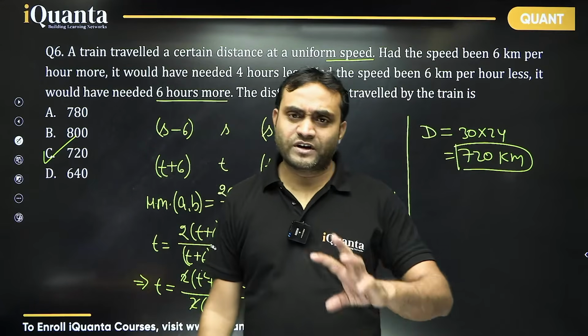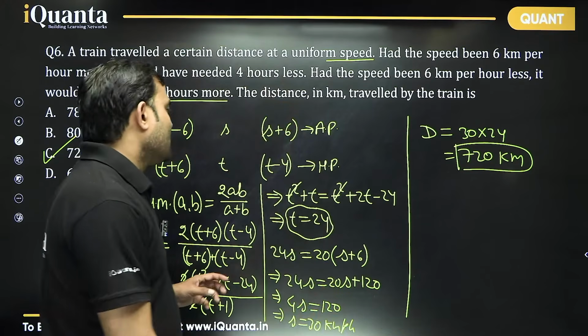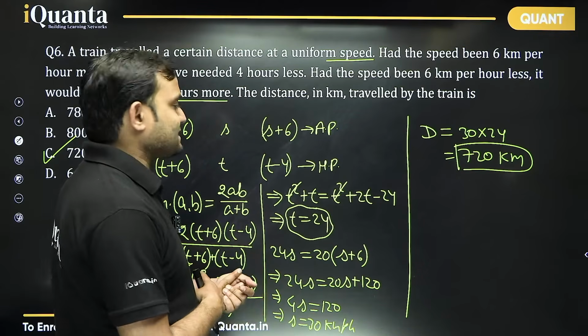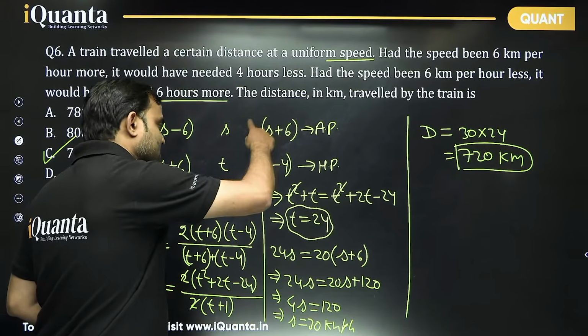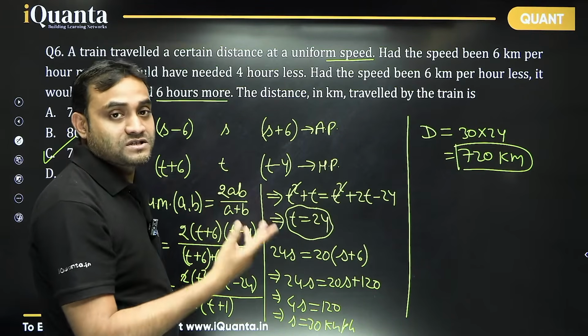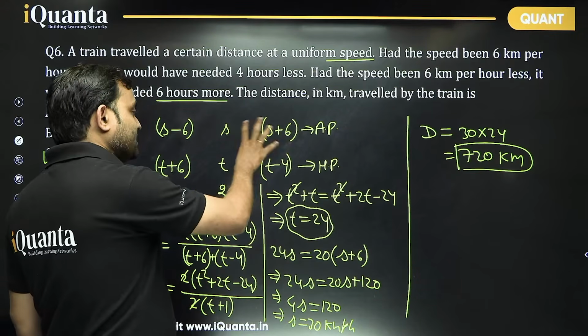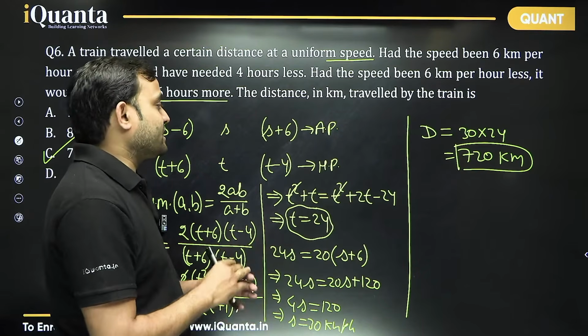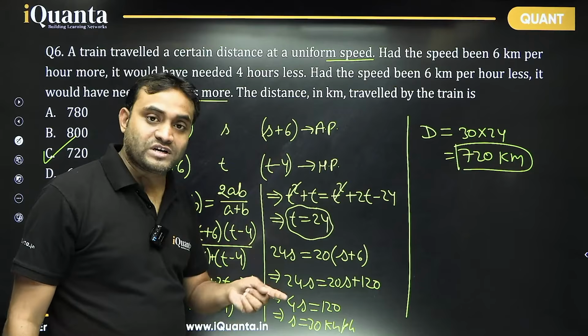Now another way to solve this question is we can frame two different equations in S and T. Like this product will give us the distance, this product as well will give us the distance, right? So taking these two equations, equating these two, we can get one equation in S and T.